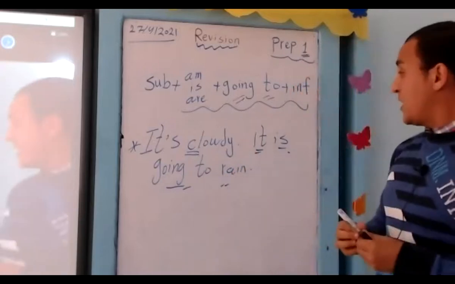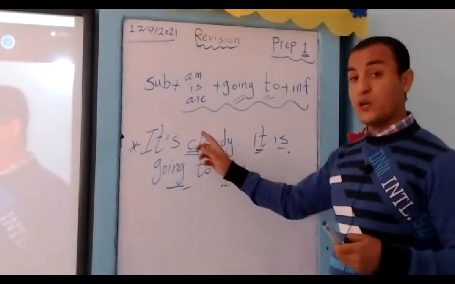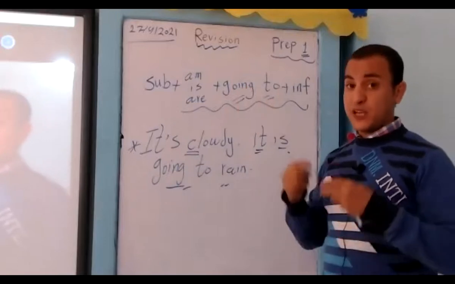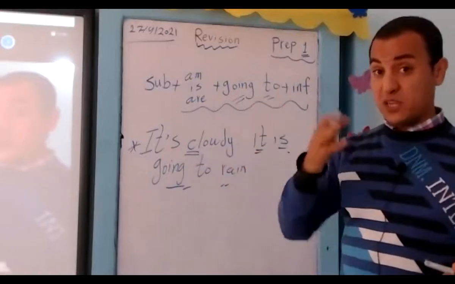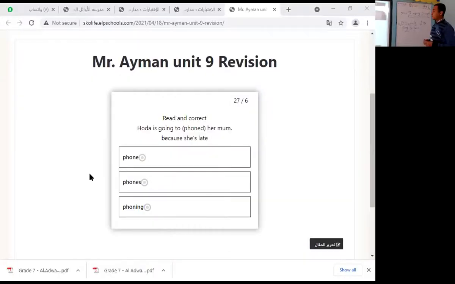But we can't say it's cloudy, it will rain. No, we can't say that. Why? Because we have evidence. When there is evidence, we use going to plus infinitive. For a prediction without evidence, we can use subject plus will plus infinitive. So the answer is Huda is going to, not phone, we use the infinitive, phone. A.